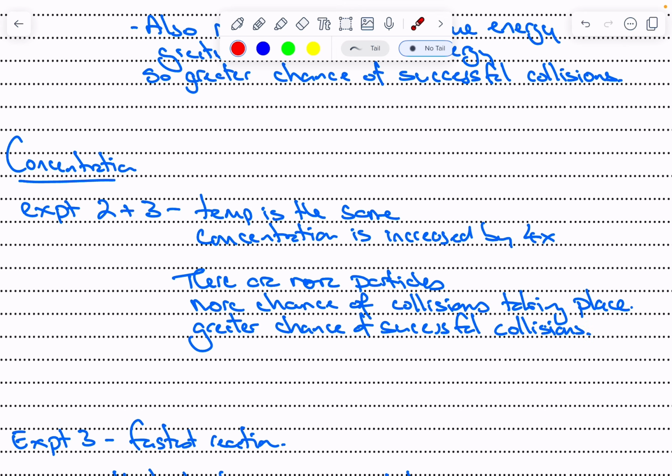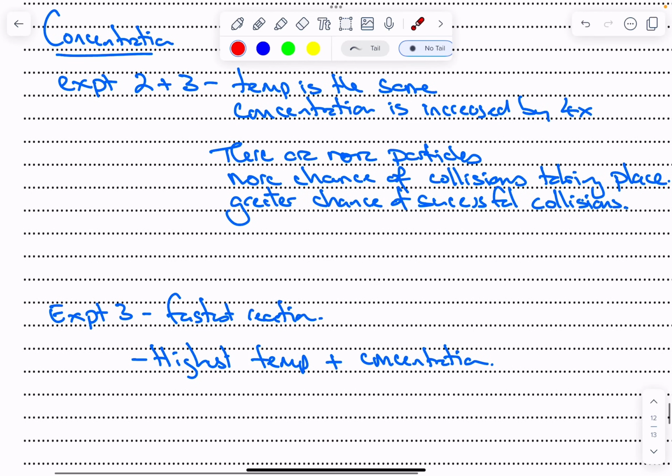And if you want to get a bonus point, then it's worth mentioning that experiment 3 is the fastest of all the reactions because there's a higher temperature and a higher concentration. So they've got two factors that mean that's the fastest one.